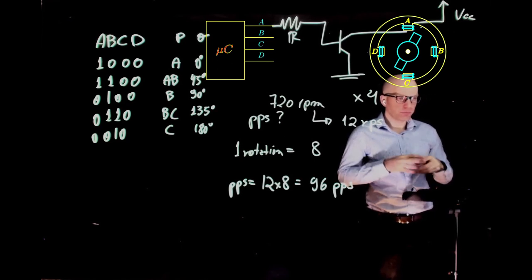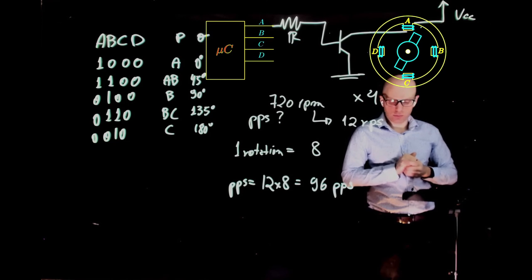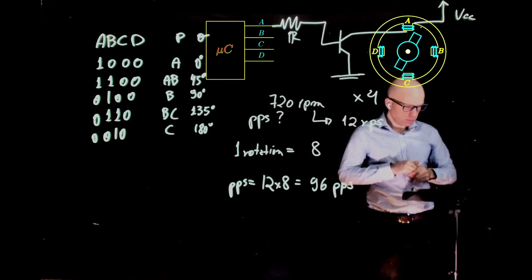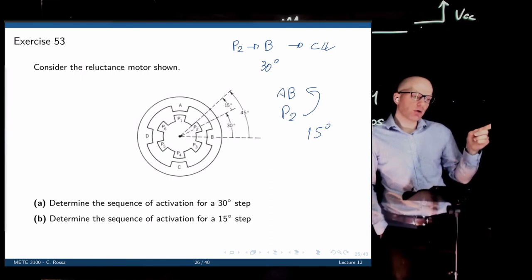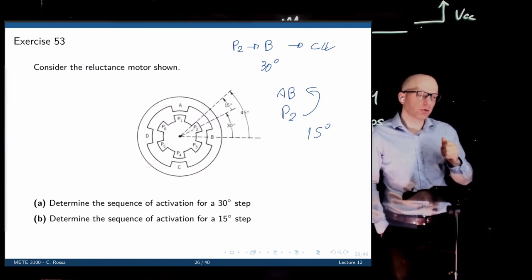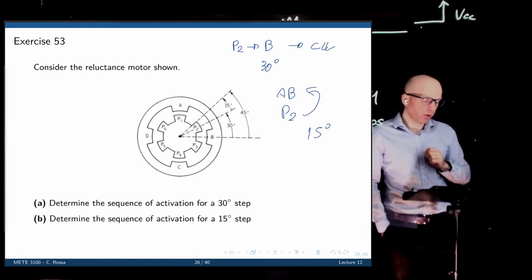Question? Yeah. So the solutions that we found for exercise 53, would part A result in clockwise and part B result in counterclockwise? Just for clarification. Sorry, you are correct. So the first one is clockwise, the second one is counterclockwise. Yeah, okay. You are correct. Right. Sorry. Thank you. Yeah, no problem.